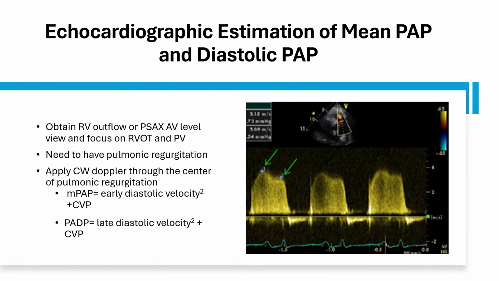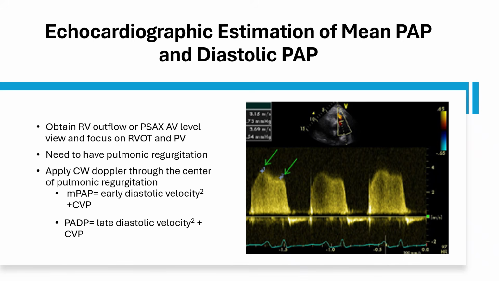There are some additional ways we can estimate mean pulmonary arterial pressure as well as diastolic pulmonary arterial pressure with the help of echocardiography. In order to do that, you need to obtain either RV outflow view or parasternal short axis view at the level of aortic valve and focus on the right ventricular outflow tract, or RVOT, and pulmonic valve. In order to utilize this technique, your patient will need to have pulmonic regurgitation. You apply continuous wave Doppler through the center of this pulmonic regurgitation. The early diastolic velocity of the pulmonic regurgitation will be used to derive the mean pulmonary pressure.